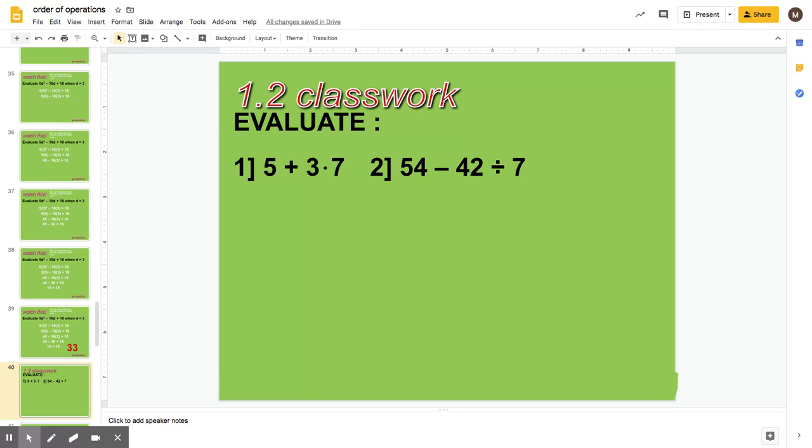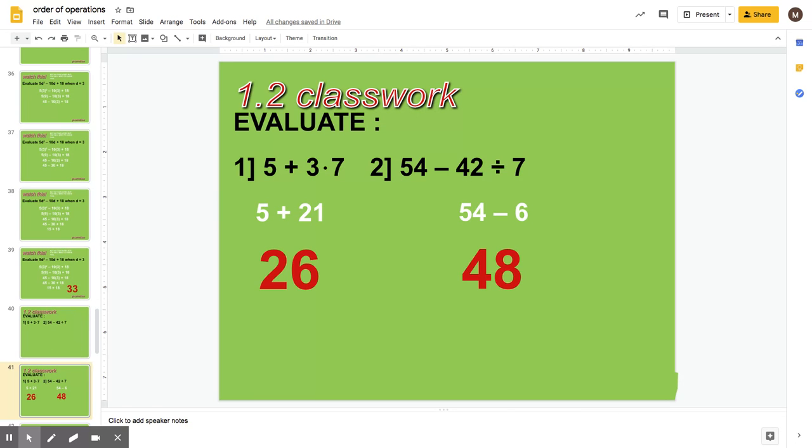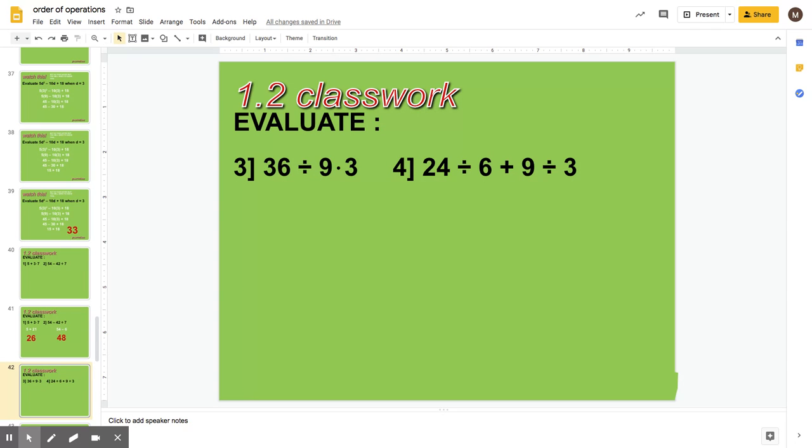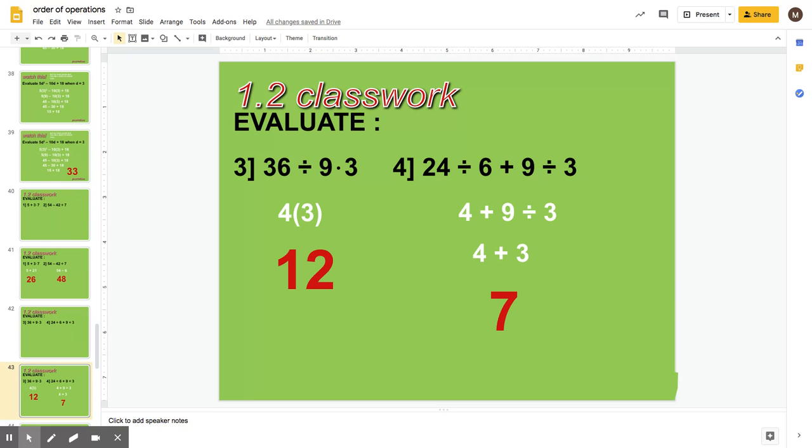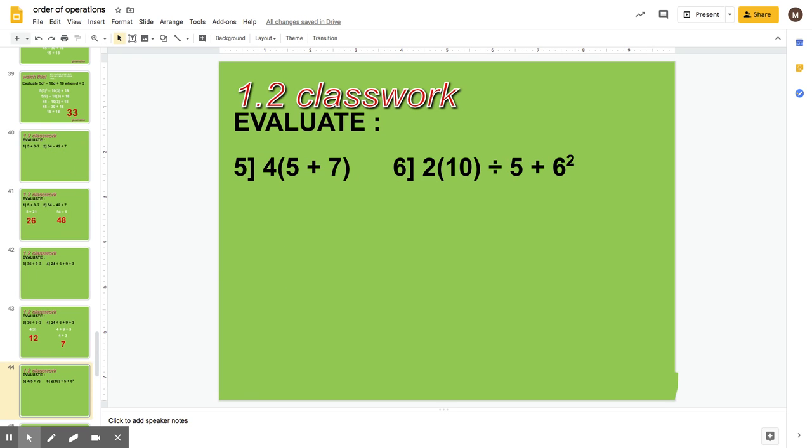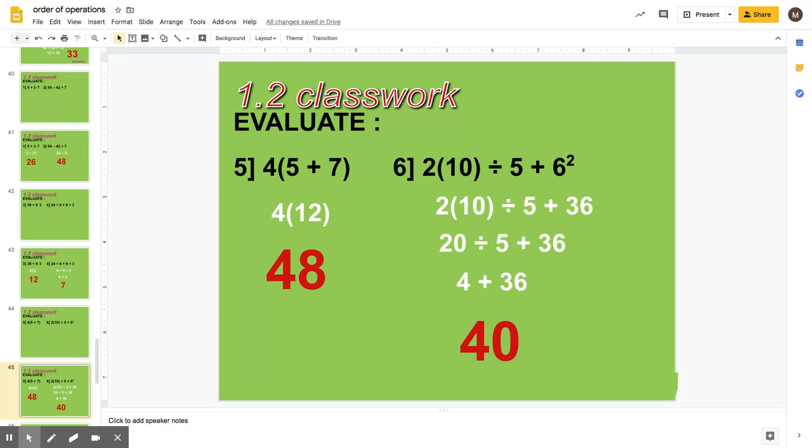Let me show you the slides. Here's the answer. Try this. Pause the video and then check the answers. There we go. 12 and 7. And 5 and 6. One more time, pause the video. Write it down and try it out. And then if you're ready, now go ahead and resume the video. And hopefully you guys got it right. Look at the steps, please.